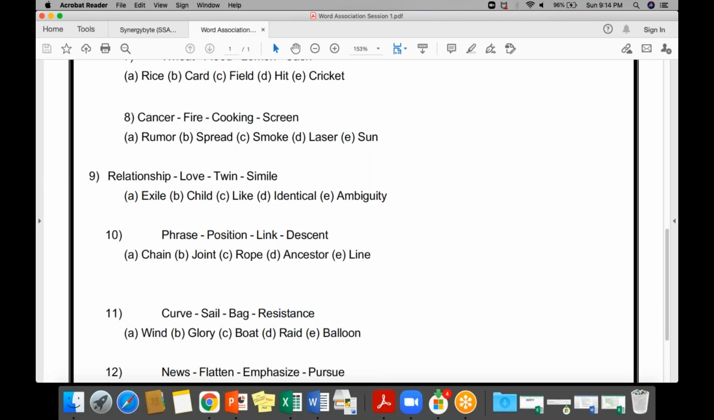Question number 11. Curve, sail, bag, resistance will go with which of the five words out of wind, glory, boat, rate, and balloon? Some are saying boat, some are saying wind.